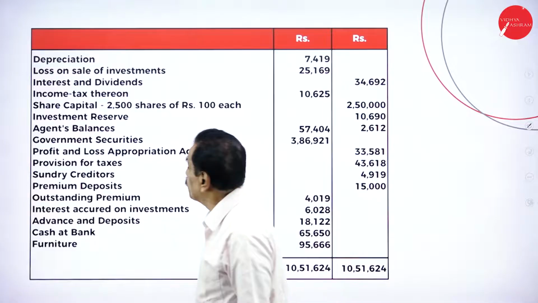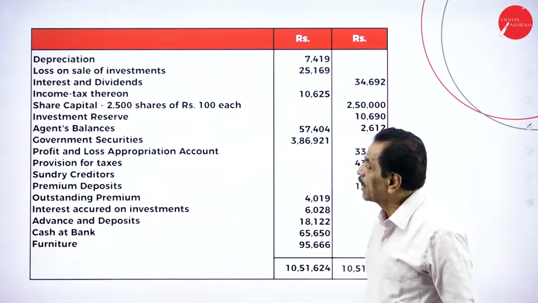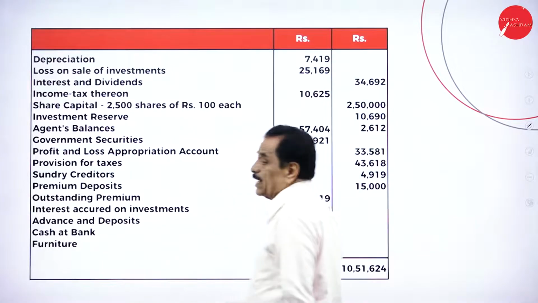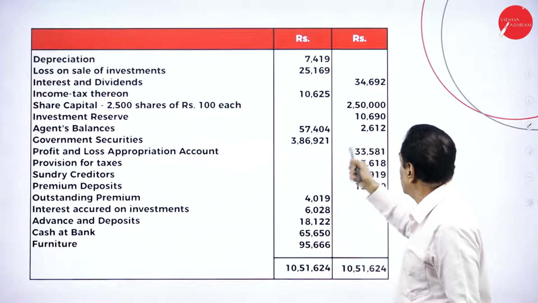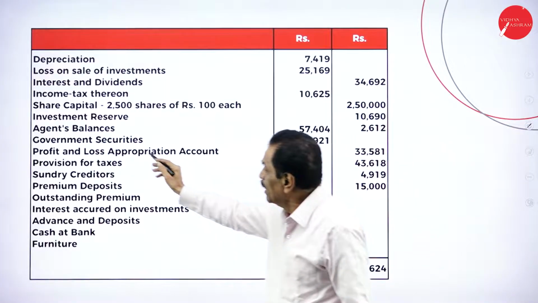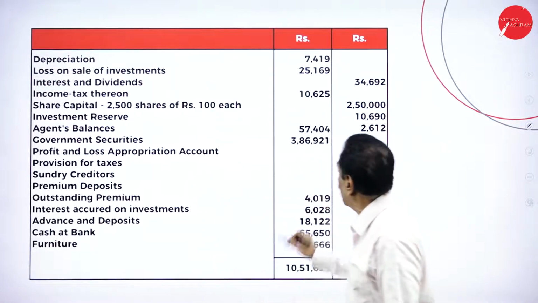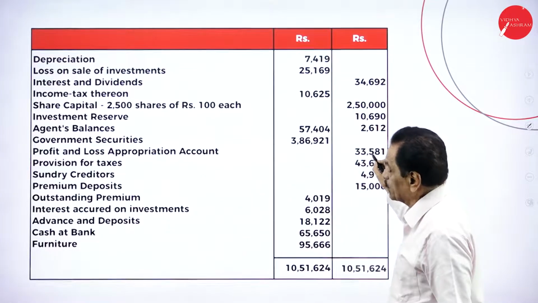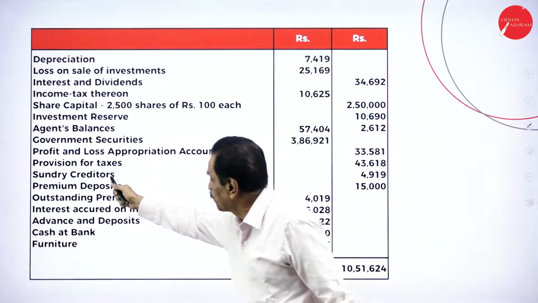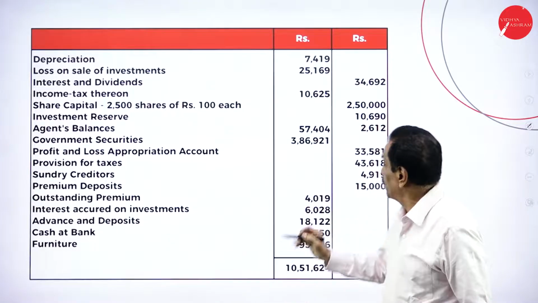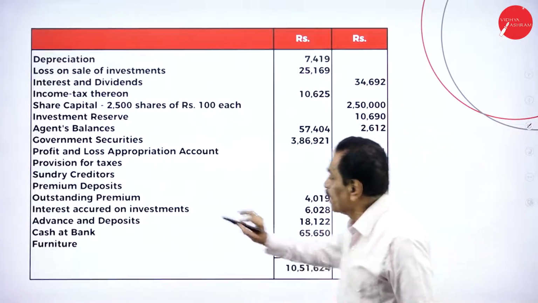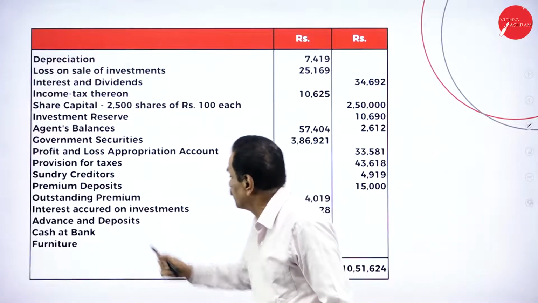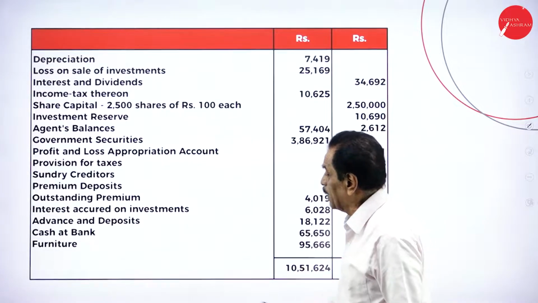Share capital, schedule number 5. Investment reserve will come in the reserves and surplus, schedule number 6. Agent balance, debit side asset, this will come under current asset, and this will come under current liability. Government security will come under investment. Profit and loss appropriation account, this is the profit of the last year. Provision for taxation will come under provision, schedule number 14. Creditor is a current liability. Premium deposit will come under current liability.